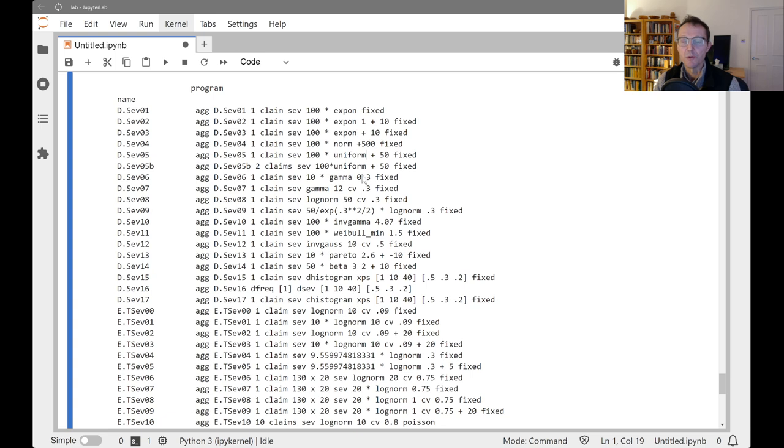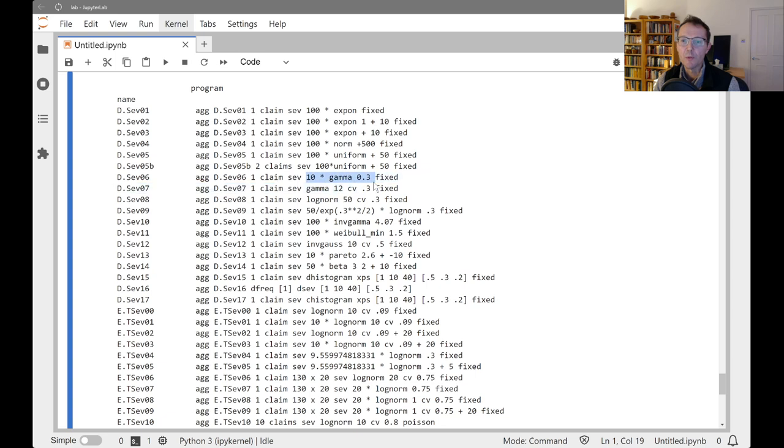The uniform distribution also doesn't have any parameters because it's just a uniform 0, 1. This is going to give us 100 times uniform 0, 1. So that'll go from 0 to 100, but it'll be shifted to the right by 50. So it'll go from 50 to 150.